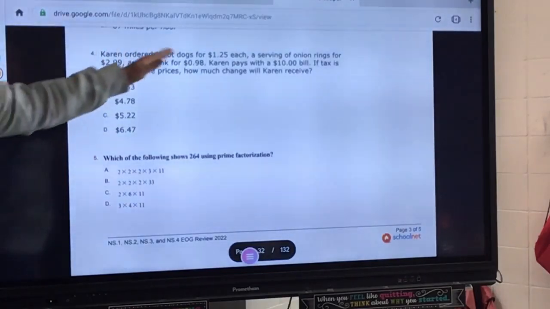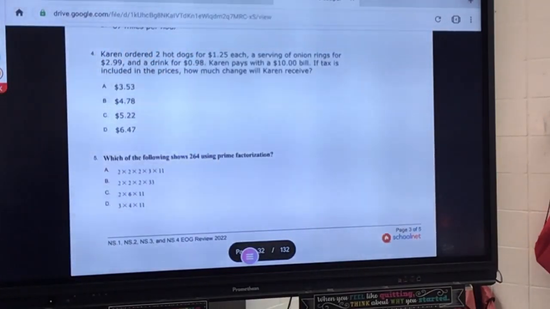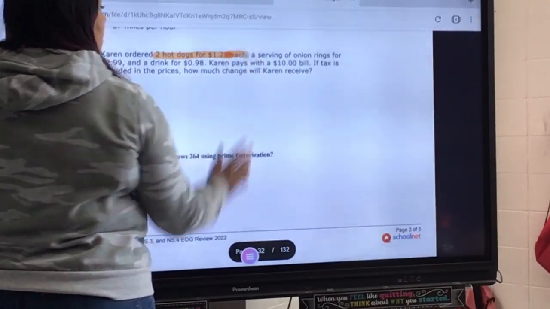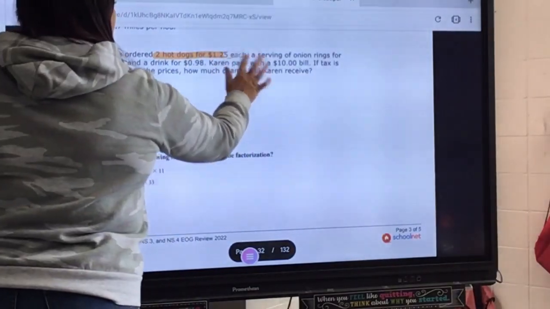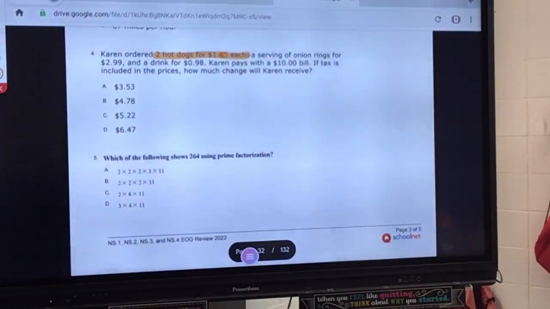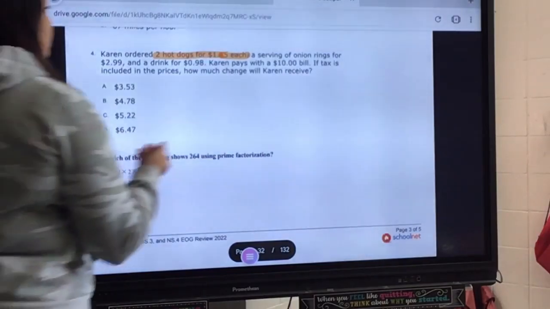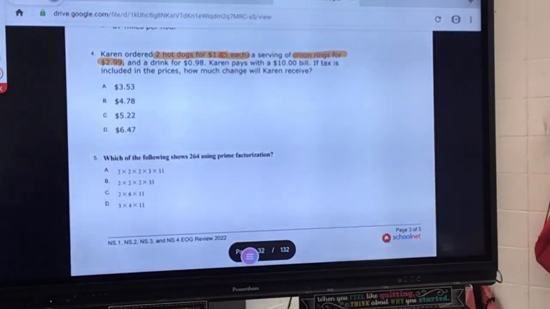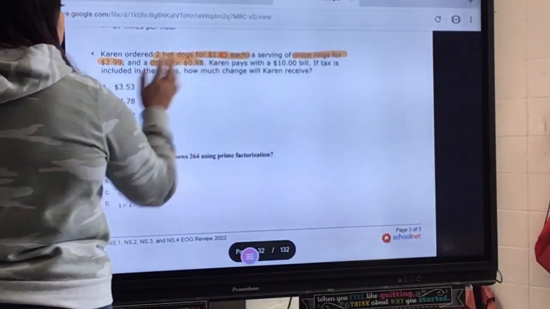So what's important in this first section of the first sentence? Kaya. 2 hot dogs for $1.25 each. Okay. Alright. What's important in the next section of that first sentence? Ronnie. A serving of onion rings for $2.99. Okay. And the last section of that sentence, what's important? Gemma? A drink for 98 cents.